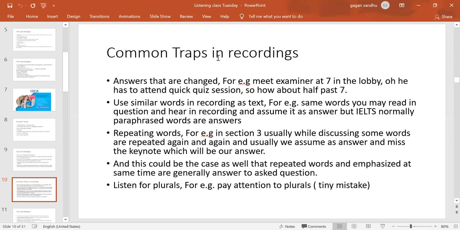So they'll be talking a lot about one person, maybe one place, maybe one object, and in that conversation they add a simple phrase which is actually our answer. We ignore that because we are more focused on Professor Smith's description, what he will be doing, what his role is, how we have to submit things to him. So this is a common trap in section 3 of the listening.